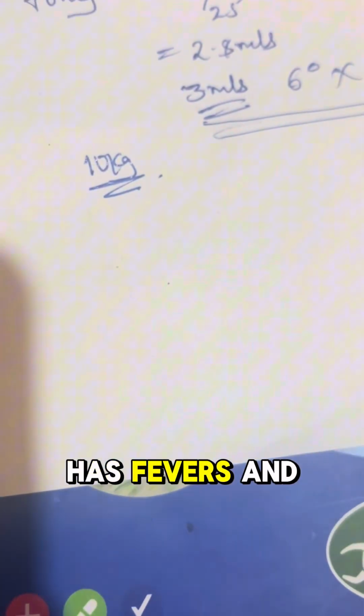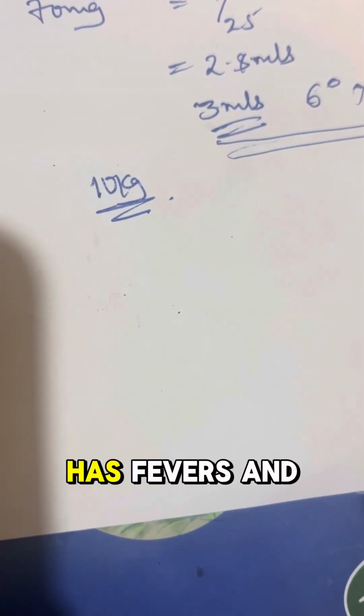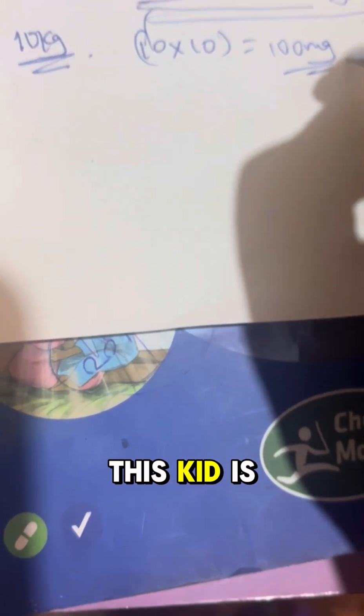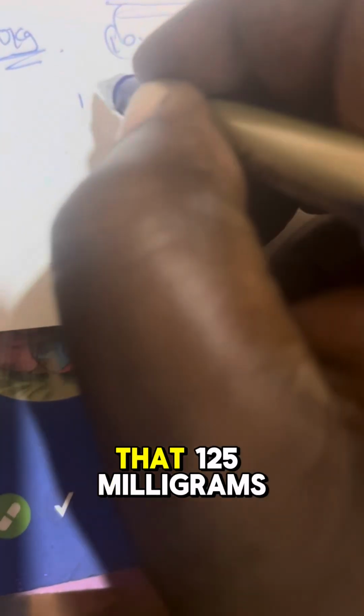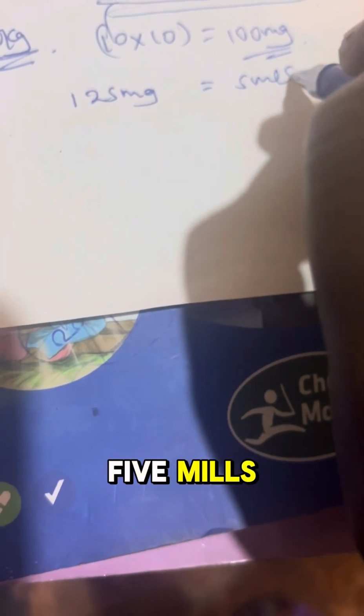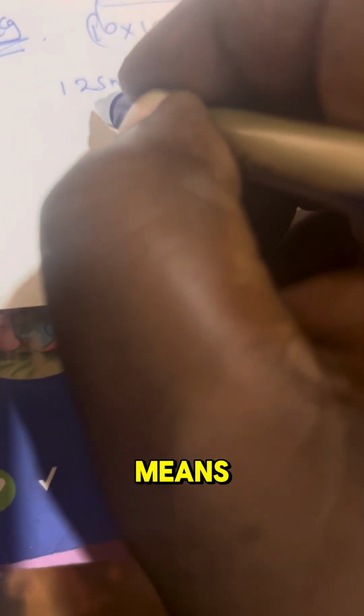What about a kid or our patient who is around 10 kilograms? Kid has fever and you're supposed to give paracetamol of 10. We shall say 10 times 10, and the answer we shall get here is 100 milligrams. This kid is supposed to get 100 milligrams. So we know very well that 125 milligrams are contained in 5 mils. This statement still means 25 milligrams are contained in 1 mil. It is the same thing.